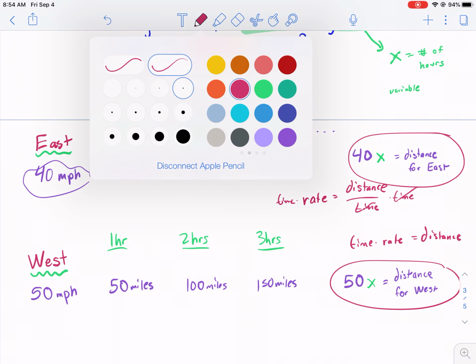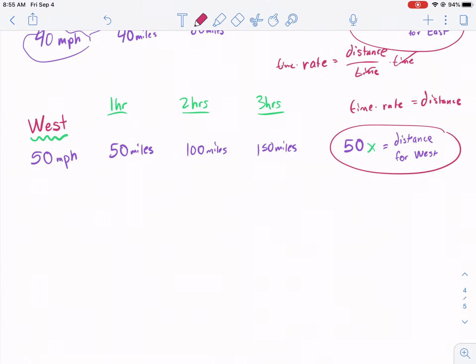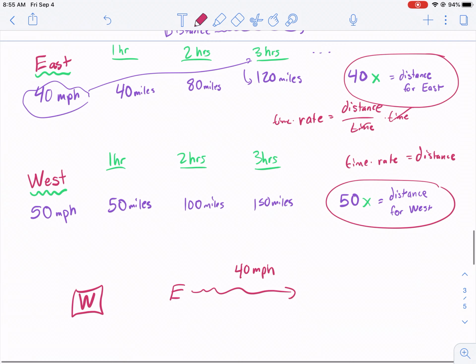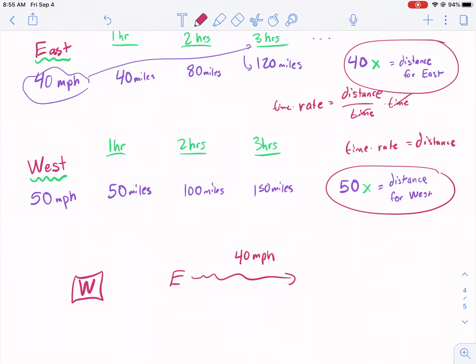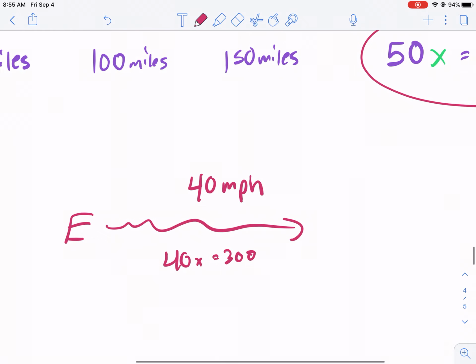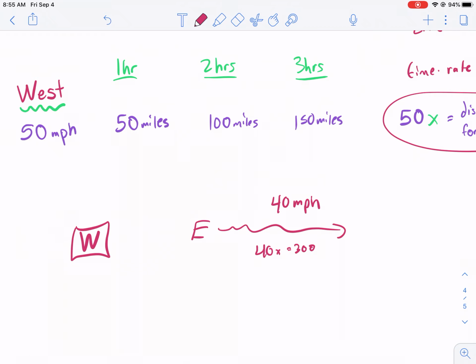I think it's easy to think of this problem by first considering if the west car was standing still. So let's say it's stationary, and the east car is zooming away at 40 miles an hour, okay? Well, the distance would just be the distance for the east car. If it's just the east car moving, we could easily set 40x equal to 300 and see how many hours it takes this car to get 300 miles away from the west car. But that's only one car moving, with the west being stationary.